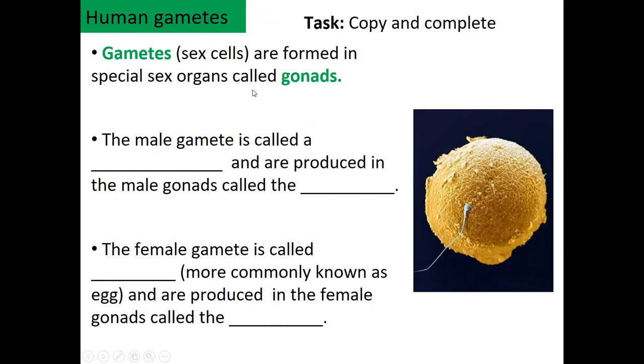So gametes are formed in special organs called gonads. The male gamete is called the sperm, and they are produced in the testes in humans. The female gamete is called the ovum, more commonly known as the egg, and they're produced in the female gonads called the ovaries.